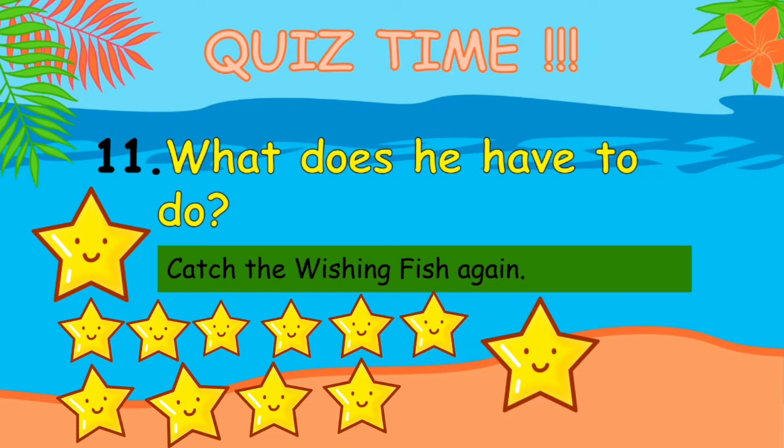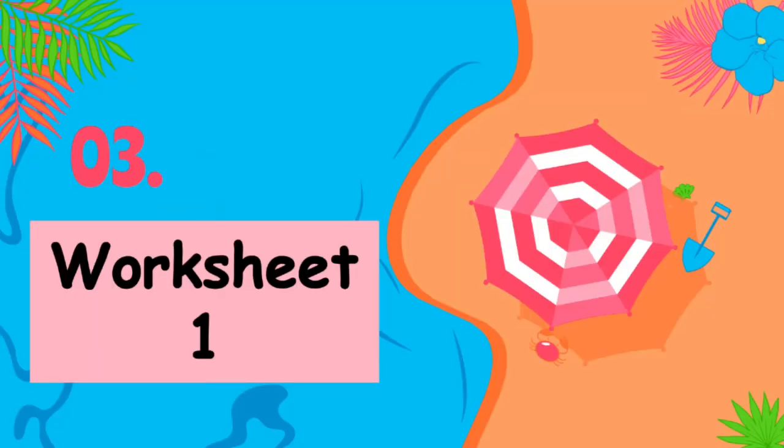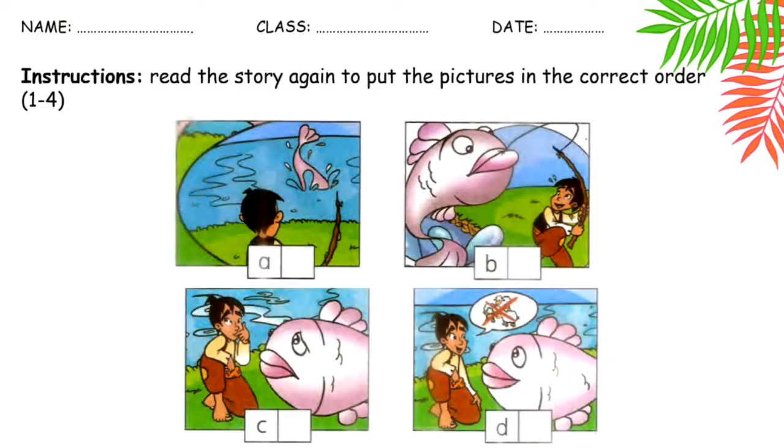Okay, now, next, move on to the next agenda. We are going to do worksheet 1 together. Like usual, I always told you guys, once you receive your worksheet, please write down your name, your class and the date of the lesson or the date you received the worksheet, and then read the instruction 2 times. Make sure you understand the instruction, okay?